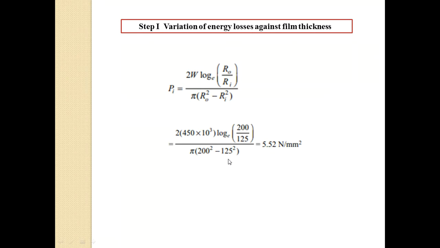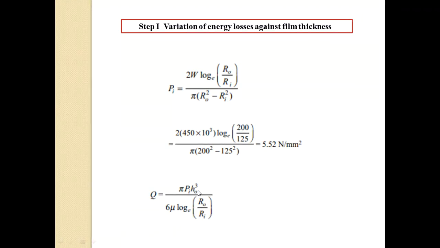This is the unit bearing pressure. And the next term, okay, now see here. We have to find out the flow of the lubricating oil. So Q is equal to pi into Pi into h naught cube divided by 6 times mu into log to the base e Rho divided by Ri. Now see here, pi is a constant. Again Pi, we already found, Pi is equal to 5.52. So put it here as it is.